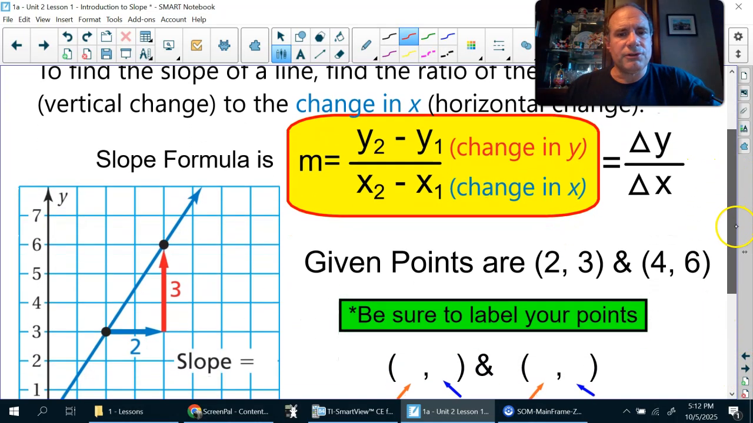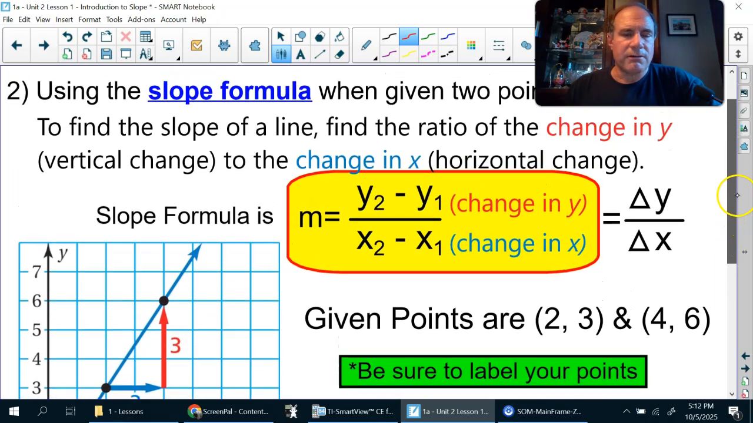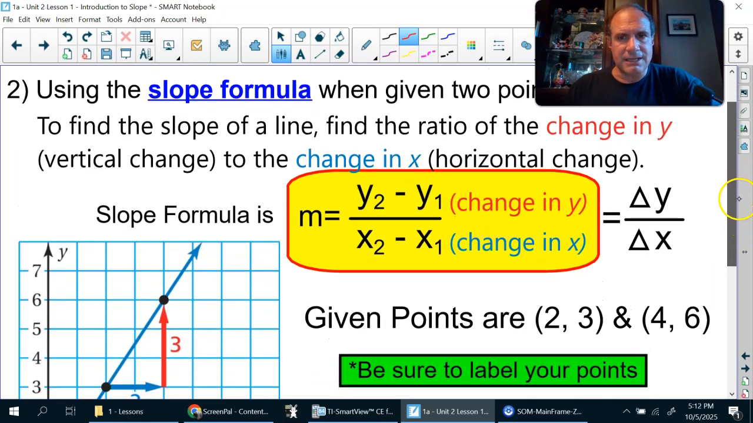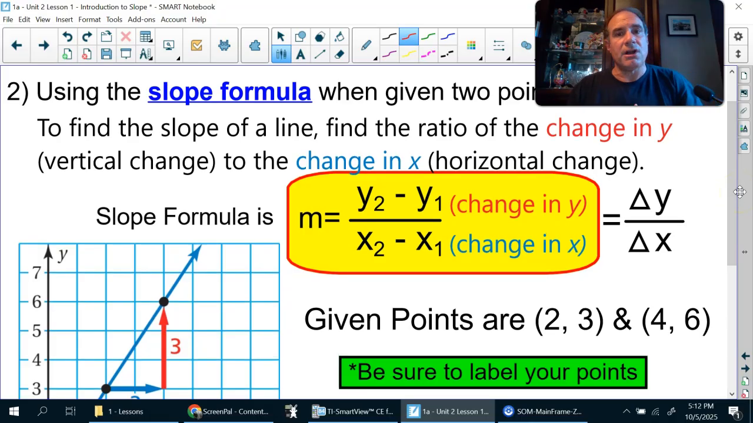All right. So the slope formula that we are going to use is for when you see 2 points on the line and they just give you the 2 points and don't give you the graph itself. But this formula is the same as the rise over run formula. It's the same thing. The formula is y2 minus y1 over x2 minus x1. And you say the change in the y's over the change in the x's. It's the same as rise over run.